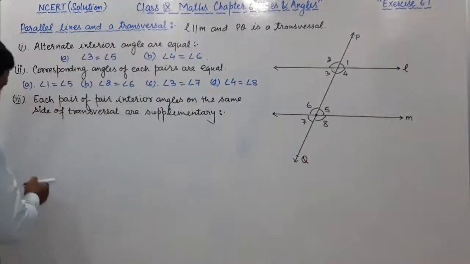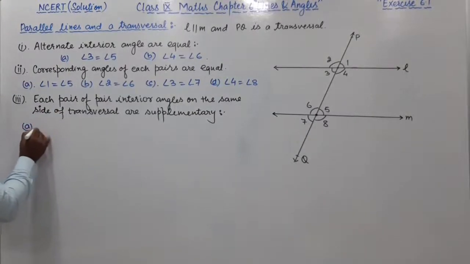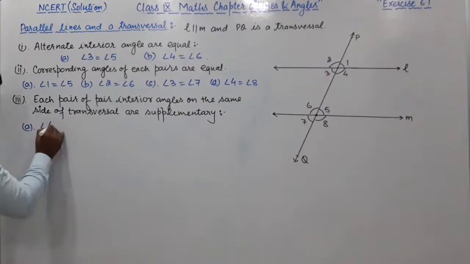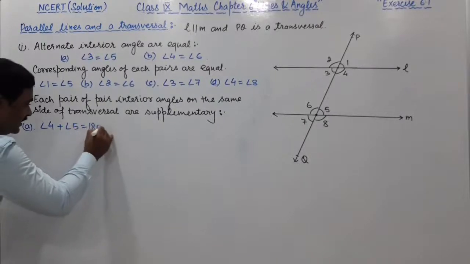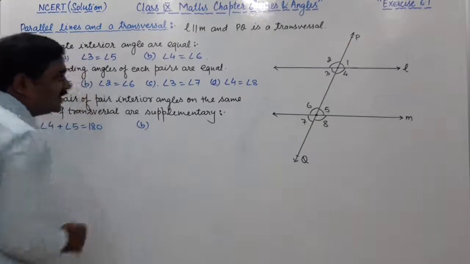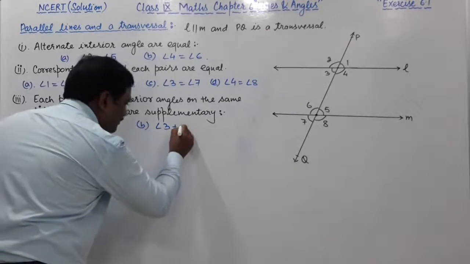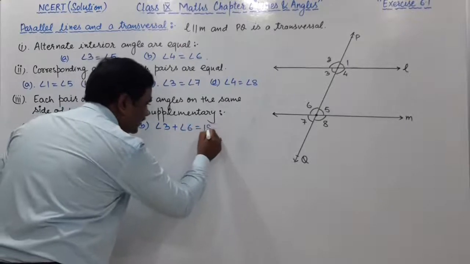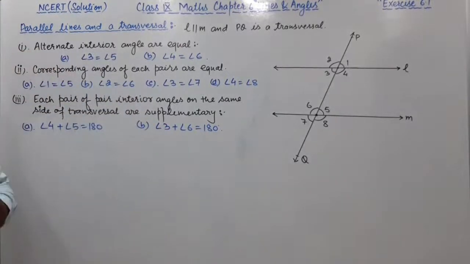So first pair of this, angle 4 plus angle 5 is equal to 180 degrees. Second pair is angle 3 and angle 6. So angle 3 plus angle 6 is equal to 180 degrees. Got the point, students? Very good.